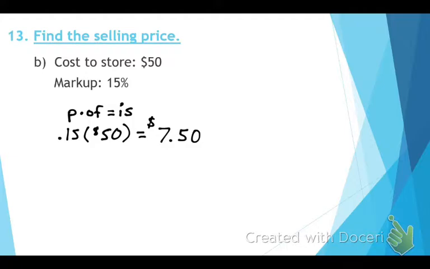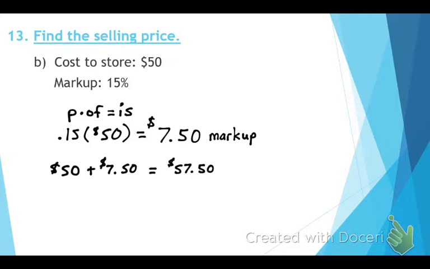Guys, is that the new price? No. What is that? It's adding to the original. They are going to have to add that to the original price because they chose to mark it up. So it's going to be $50 plus their markup of $7.50. So what now, guys, is the selling price? $57.50.